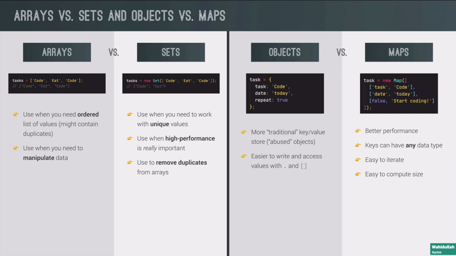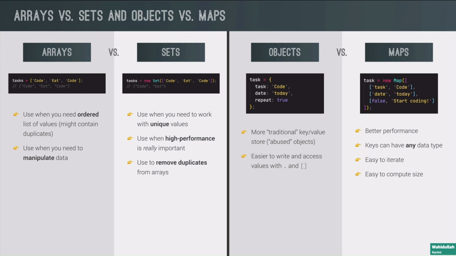Now, maps, on the other hand, are way better suited for simple key value stores, because they offer better performance, in fact. Also, map keys can have any data type, and they are also easy to iterate, and it's easy to compute the size of a map. However, the biggest advantage of objects is probably how easy it is to write them and to access data by simply using the dot or the brackets operator. Also, most developers are already super used to objects, and so they simply keep using them for simple key value stores.